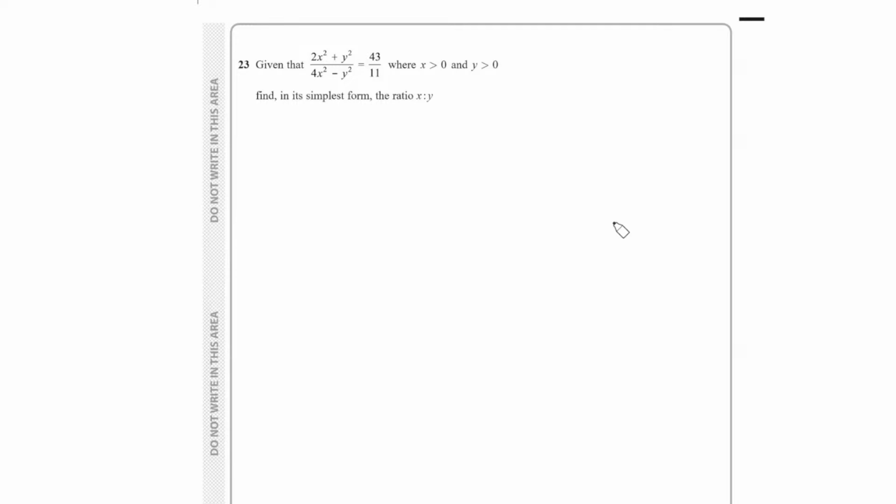Okay. This one, I feel like I didn't know this when I was in GCSE. I feel like I wasn't told this.